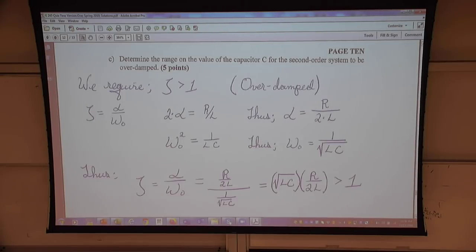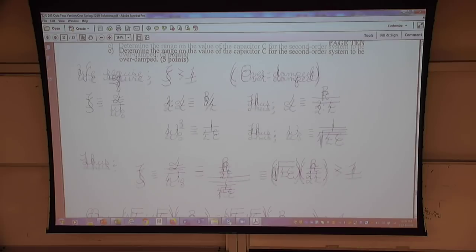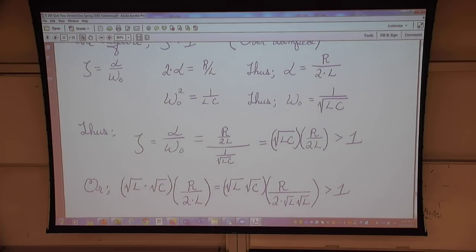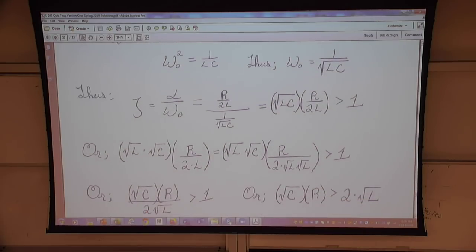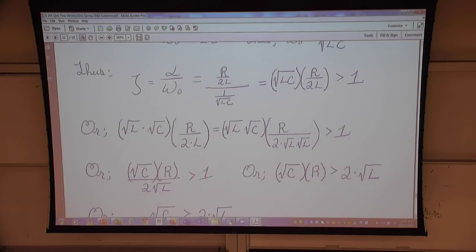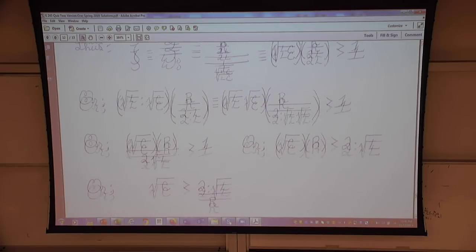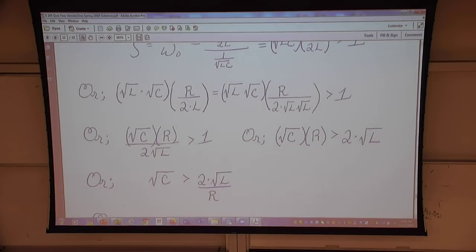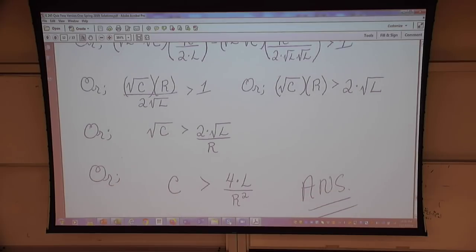I've done everything. Come here. Look, step by step, it's all there. So you got it. Just solve for C, okay? And what you get is C has to be greater than 4L over R squared.